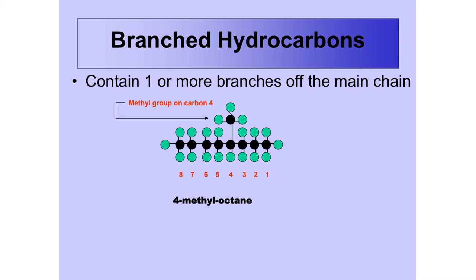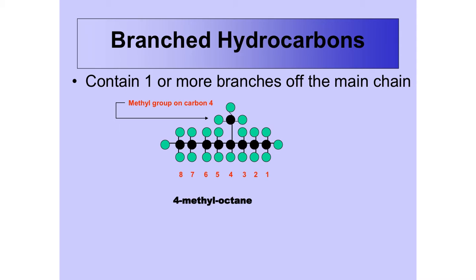In this video, our hydrocarbons are going to have some branches coming off of them. So instead of just being in a straight line, they'll have some carbon groups coming off of them. So we'll learn how to draw them and name them. If we take a look at this first example here, we have what's called 4-methyl octane.